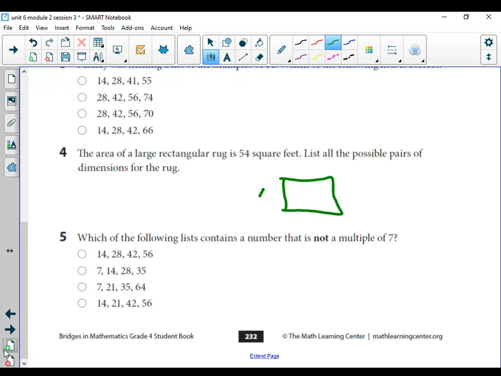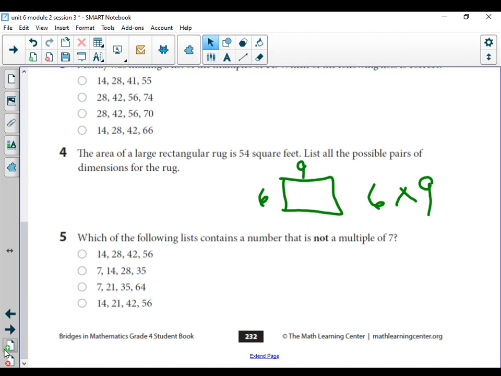You could do 6 and 9, because 6 times 9 equals 54. My marker isn't aligned. But 6 times 9 is 54. So you got to think through. I'm going to tell you right now, 2 times something is going to work, and I don't want to give you all the answers. Oh boy. But that is the lesson for today.